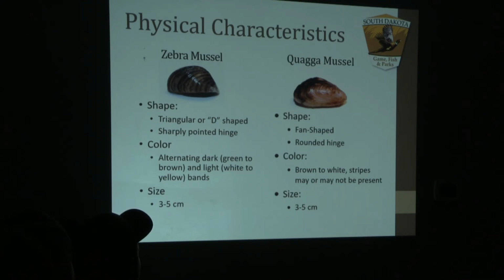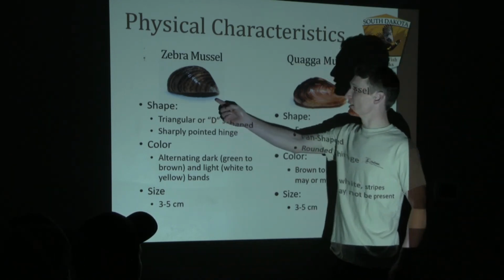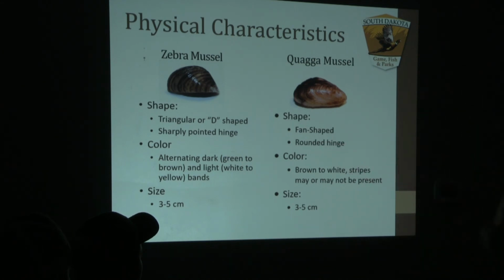The biggest way to tell the difference between the two of these is first their shape. If you look on the left at the diagram of the zebra mussel, you can see the sharp hinges on that shell, as well as a flat surface on the bottom of this shell. If you were to grab one of these, you can actually stand a zebra mussel up on its edge and it will stay standing, whereas a quagga mussel has more rounded hinges and will fall over if you try to stand them on edge.